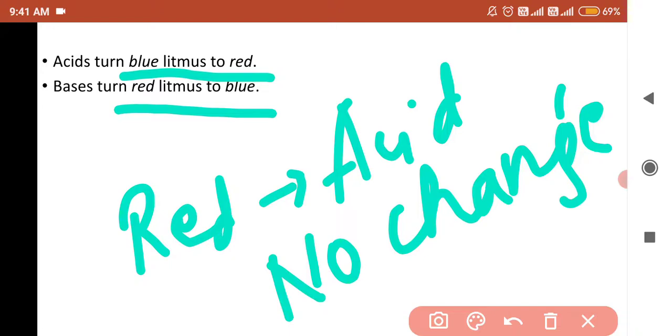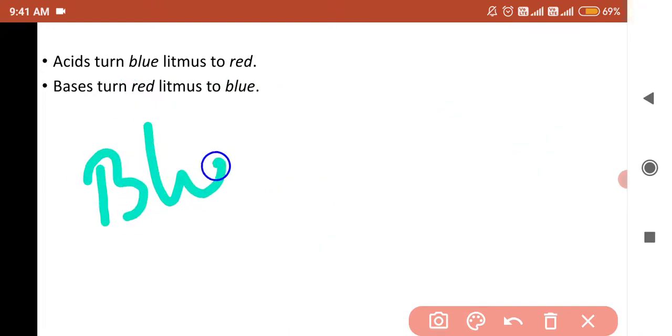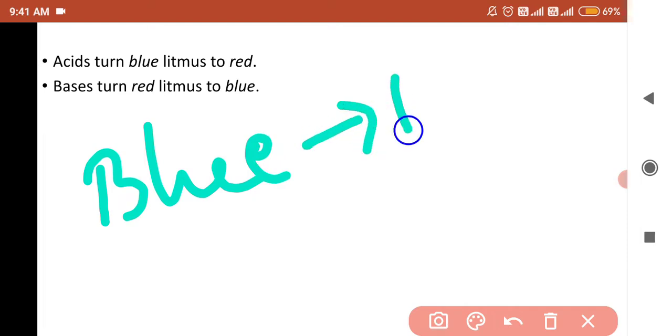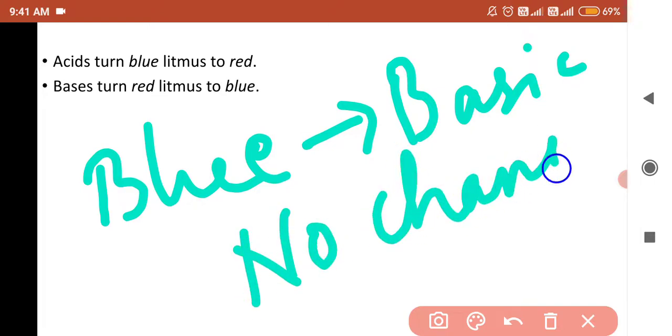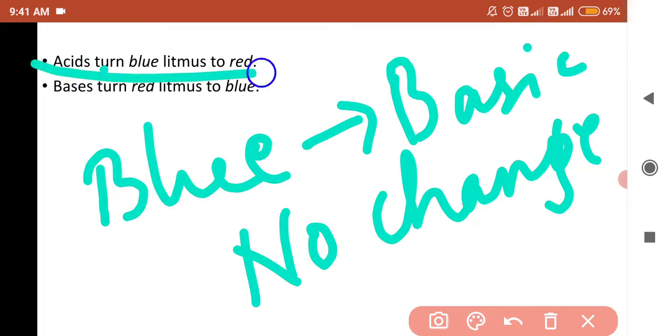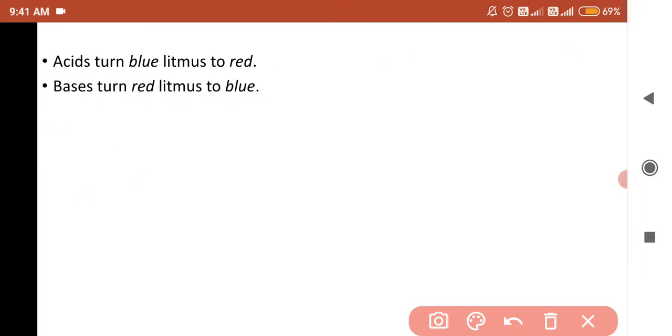And when blue litmus is added to a base, or basic solution, then again there will be no change, no effect on blue litmus paper. Acids only show color change in blue litmus paper, and it will change the color to red. Remember these two lines, just remember, everything will be remembered: acids turn blue litmus to red, and bases turn red litmus paper to blue.